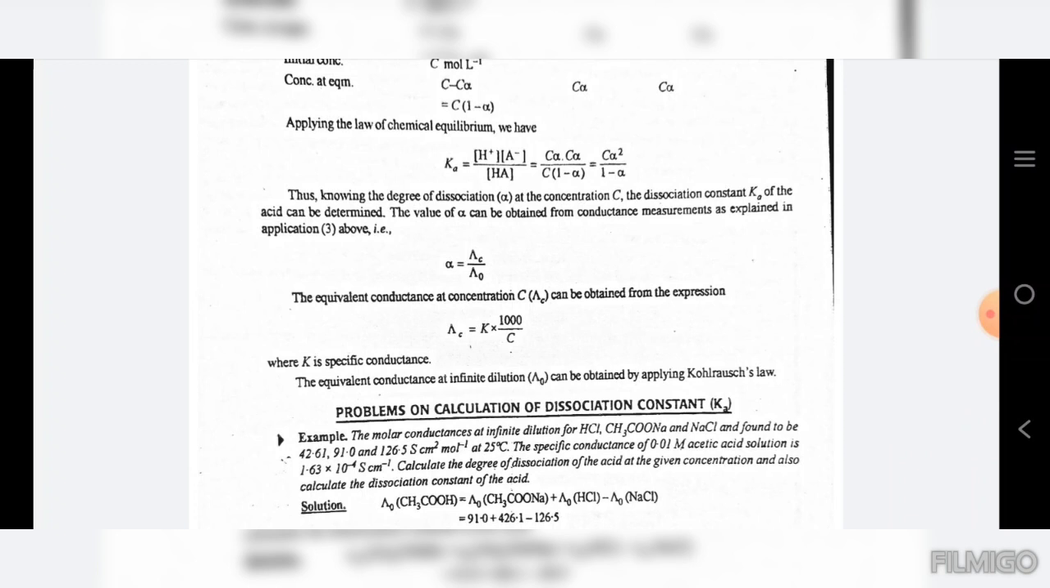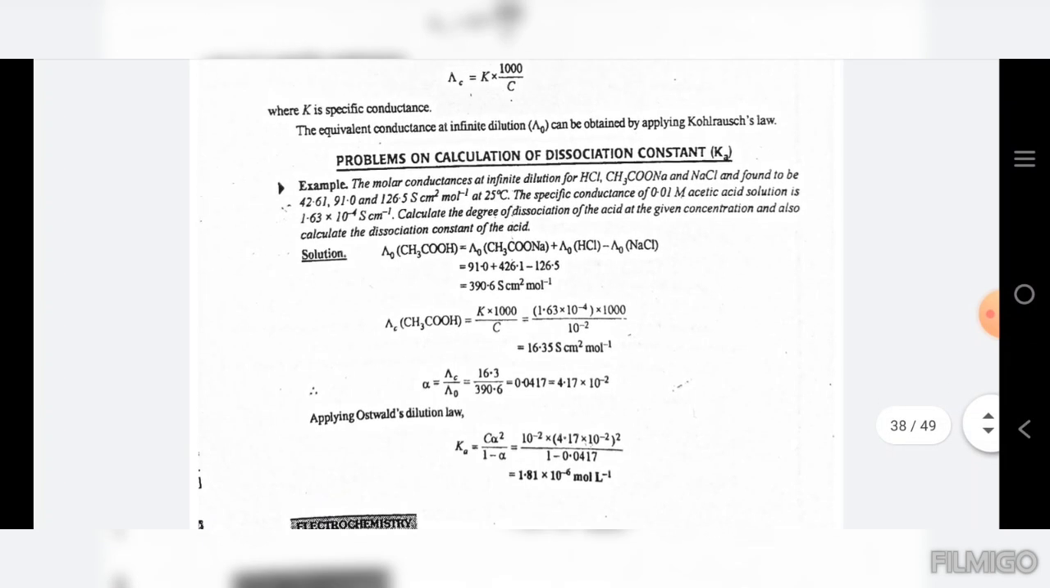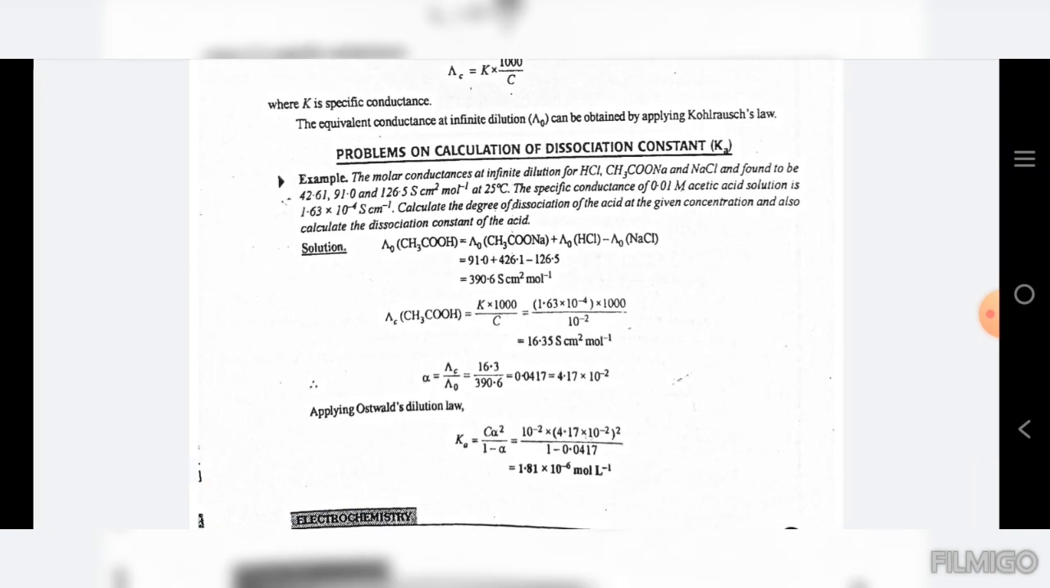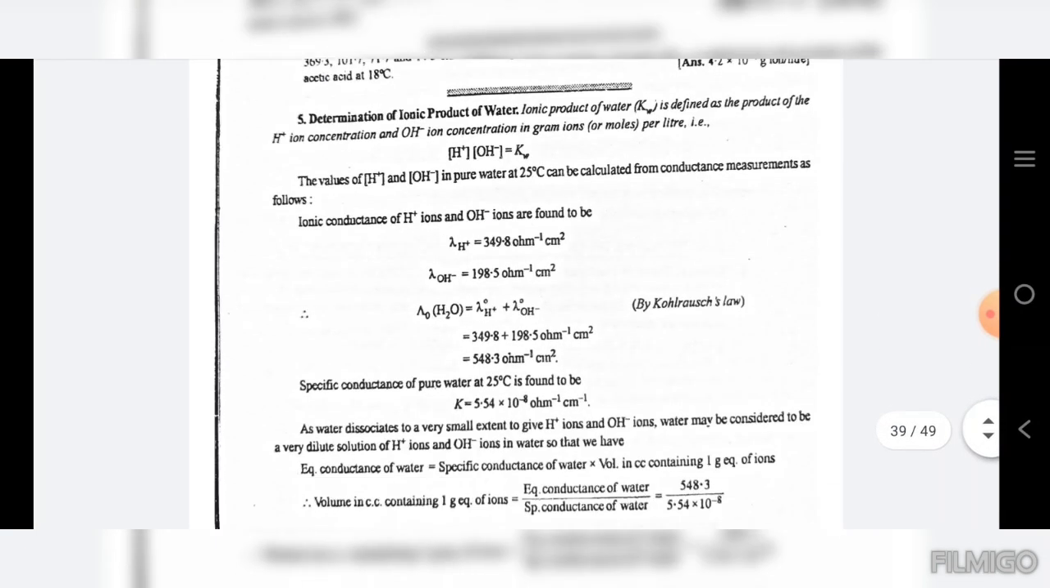Thus, knowing the degree of dissociation alpha at the concentration C, the dissociation constant Ka of the acid can be determined. The value of alpha can be obtained from conductance measurements as explained in the applications. You can see here some problems on calculation of dissociation constant. Here's some problem practice questions.